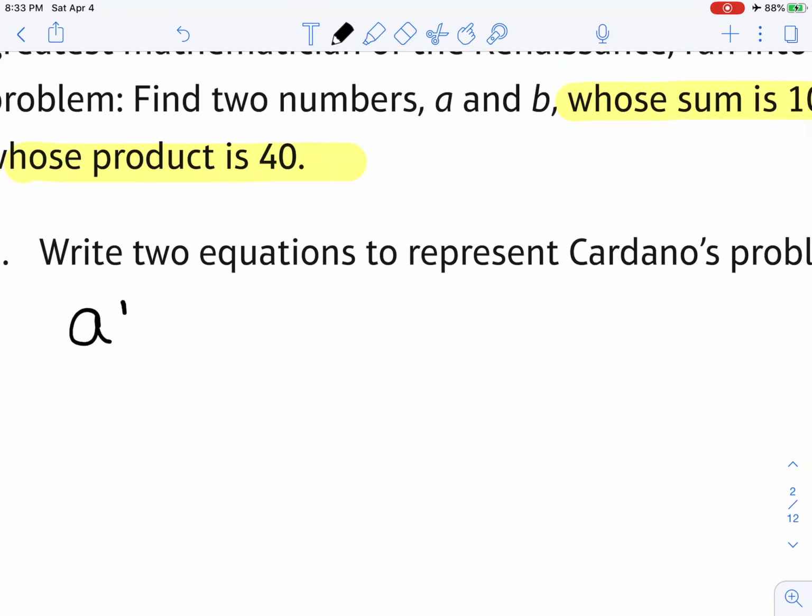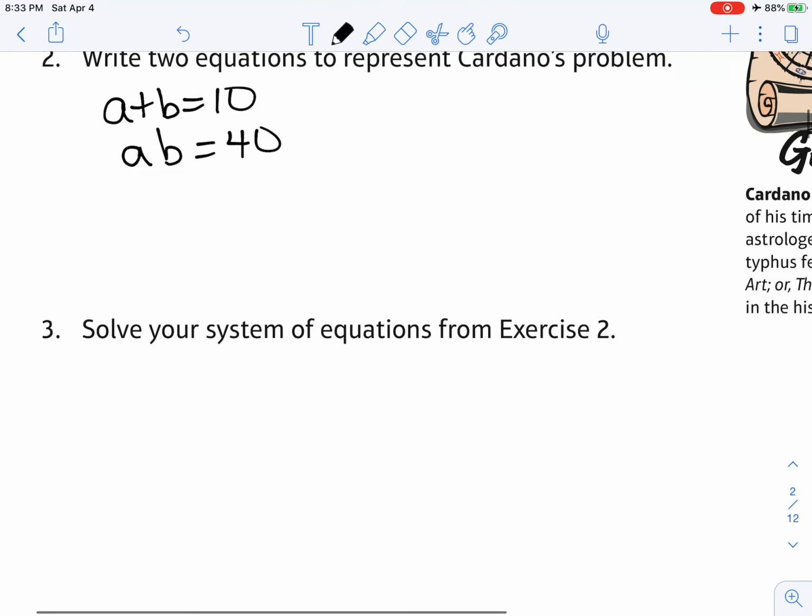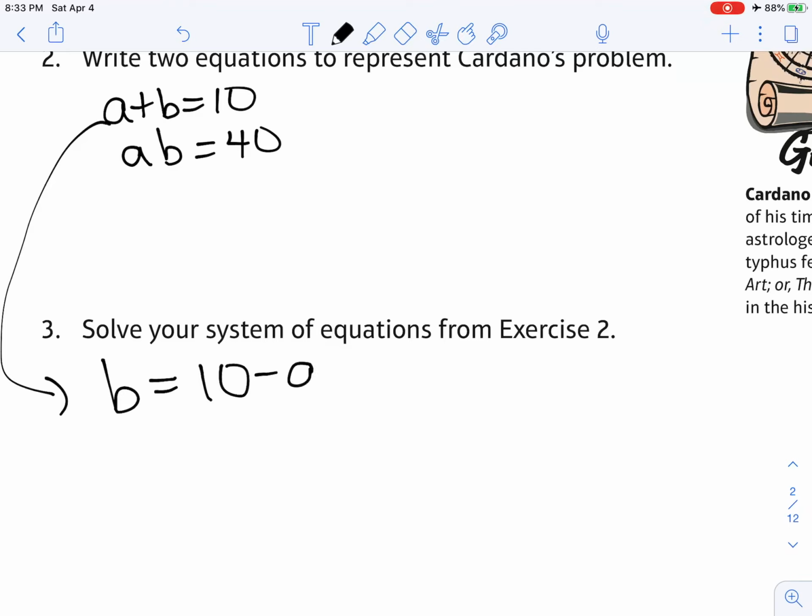So whose sum is 10. So A plus B equals 10. Whose product is 40. A times B equals 40. Now, it wants me to solve this system of equations. So first things first, I'm going to bring this one down here, and I'm going to solve for B. So if I do that, I would have B equals 10 minus A.